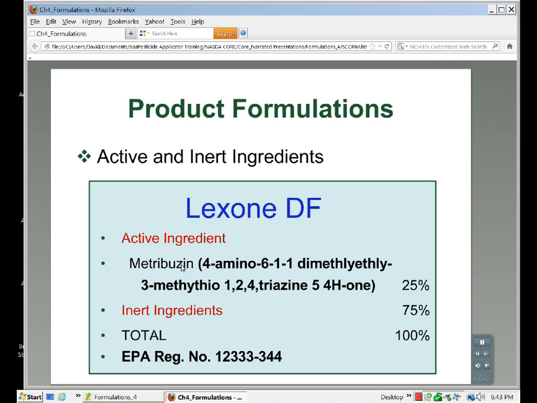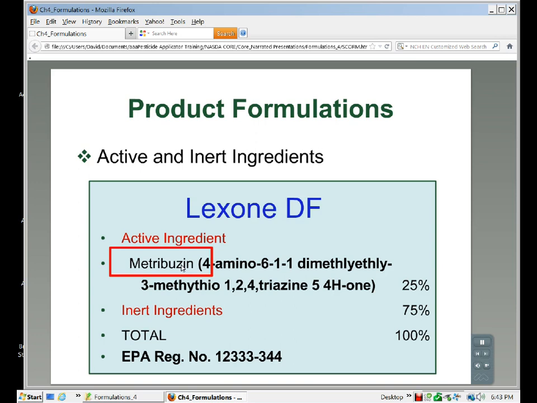Here's an ingredient statement for a herbicide. The product name is Lexone DF. Often the product name tells you something about the formulation. DF usually means dry flowable. Metribuzin is the active ingredient, and this product only contains a single active ingredient.